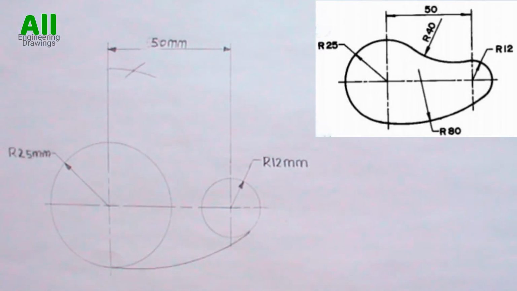Now, to produce the upper tangential arc, place your compass at the center of the larger circle, then cut an arc of radius 65 mm. This is because 40 plus 25 is equal to 65.